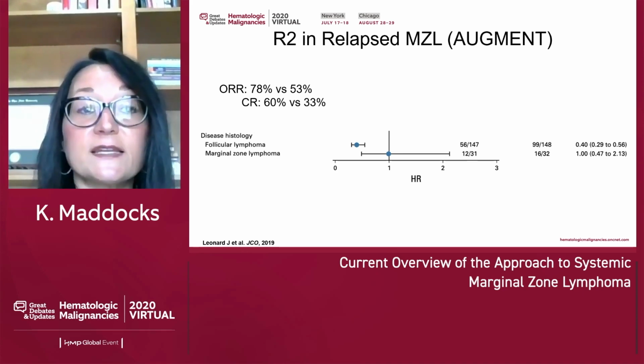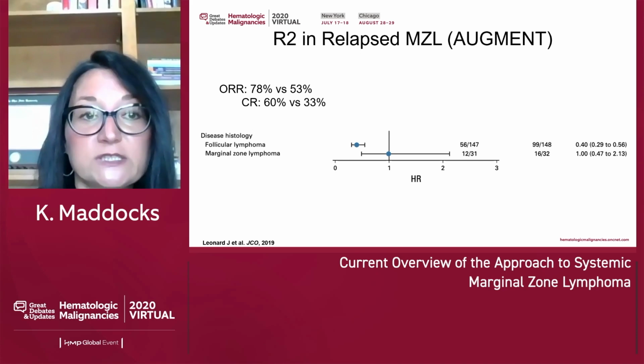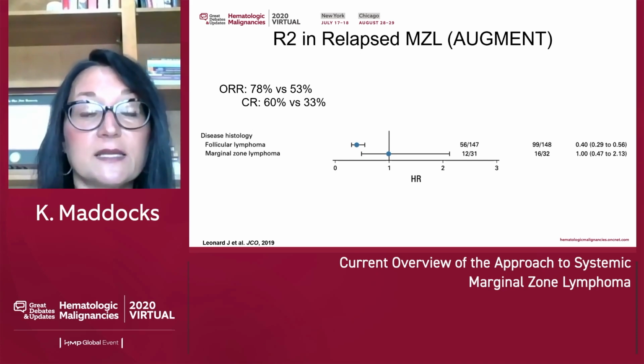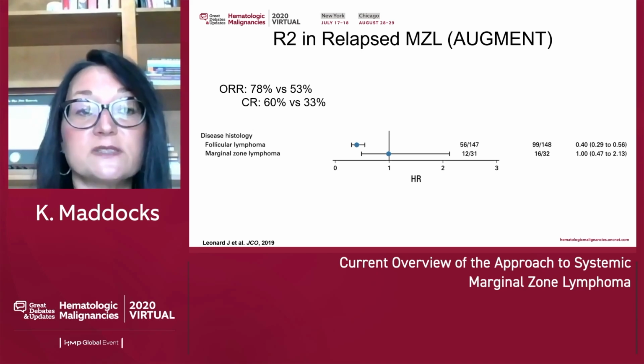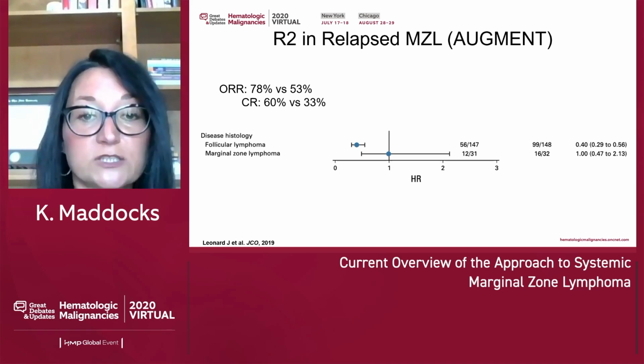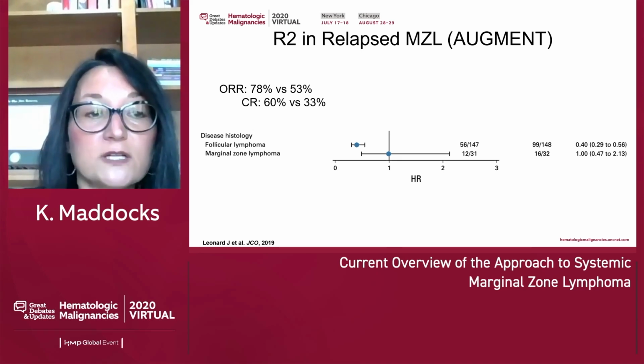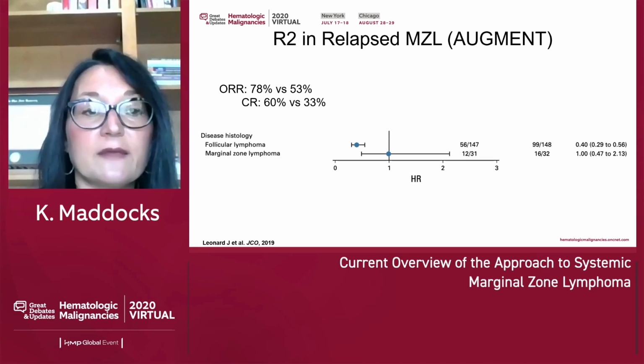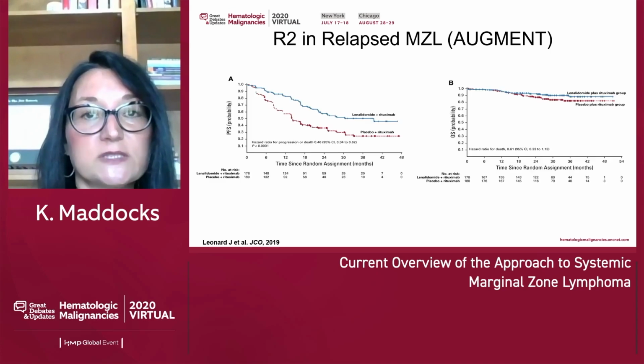There was a significant difference when you looked at the entire cohort of patients in both the overall response rate and the complete response rate, with an overall response rate of 78% with rituximab lenalidomide as compared to rituximab alone, and a complete response rate of 60% versus 33%. When you looked at the response rate in marginal zone itself, there was not a significant difference, but again, this was not powered to show that.